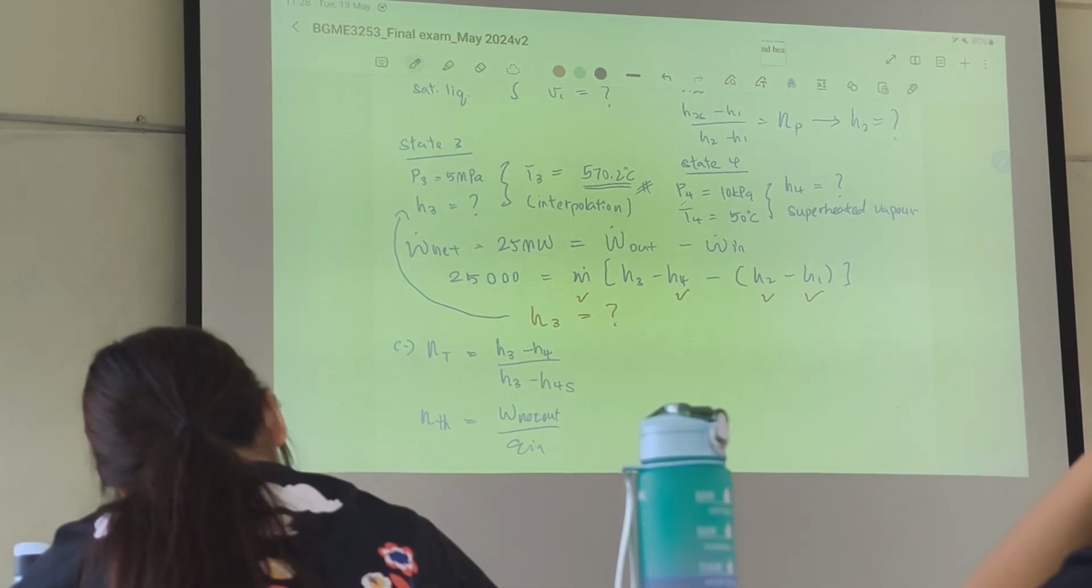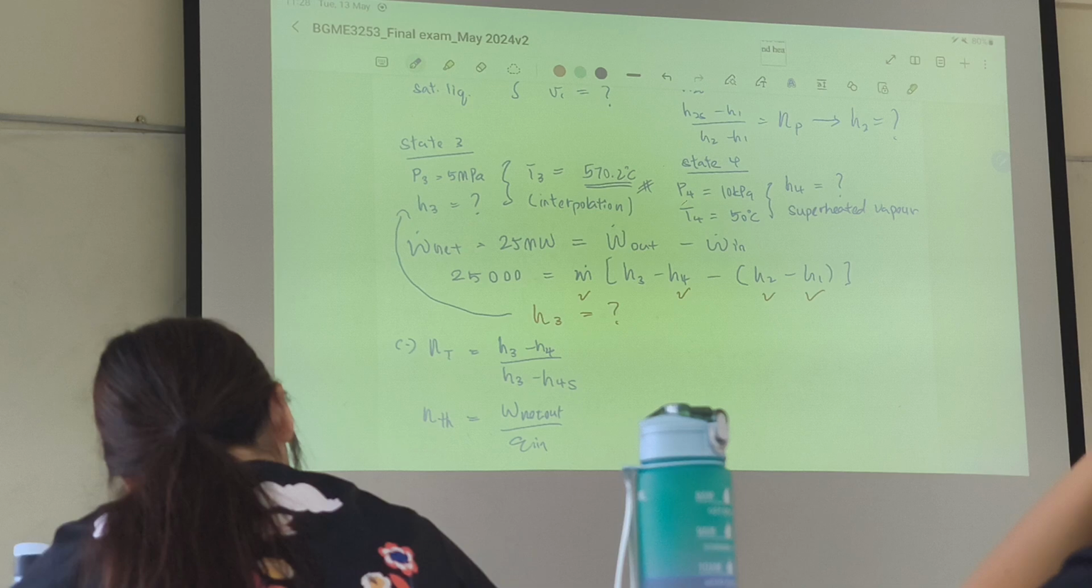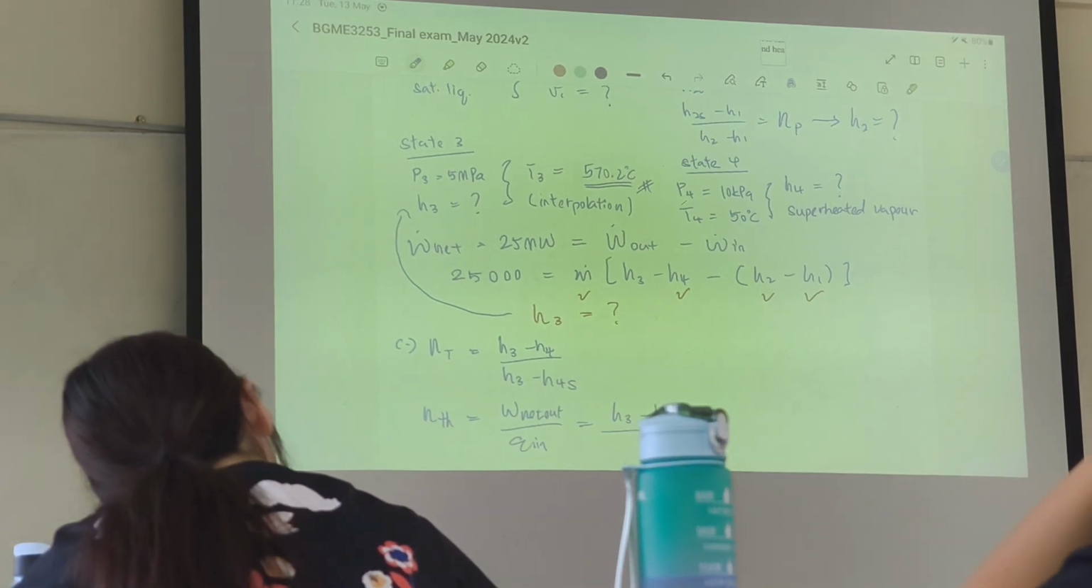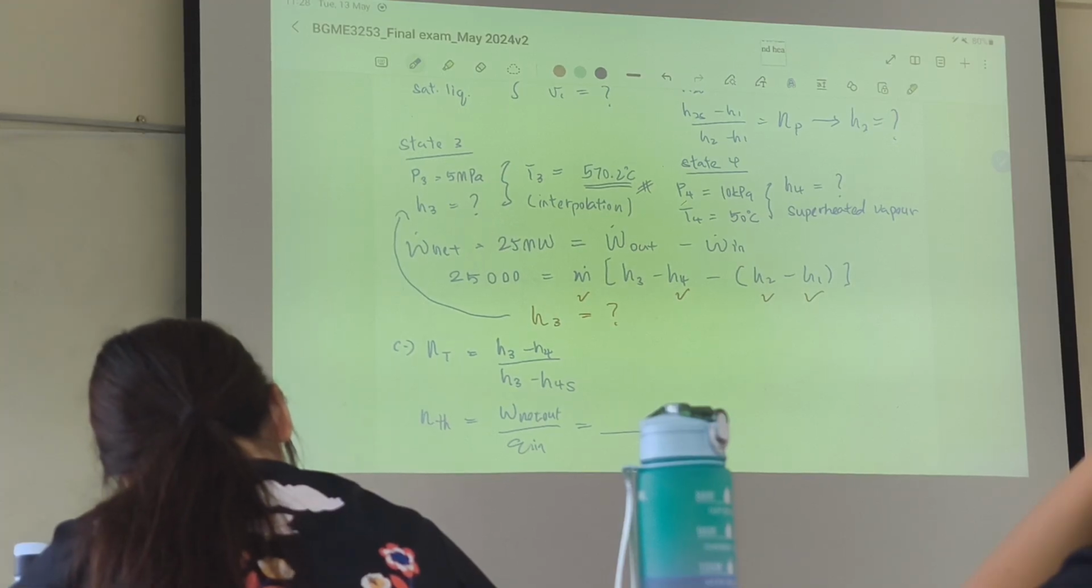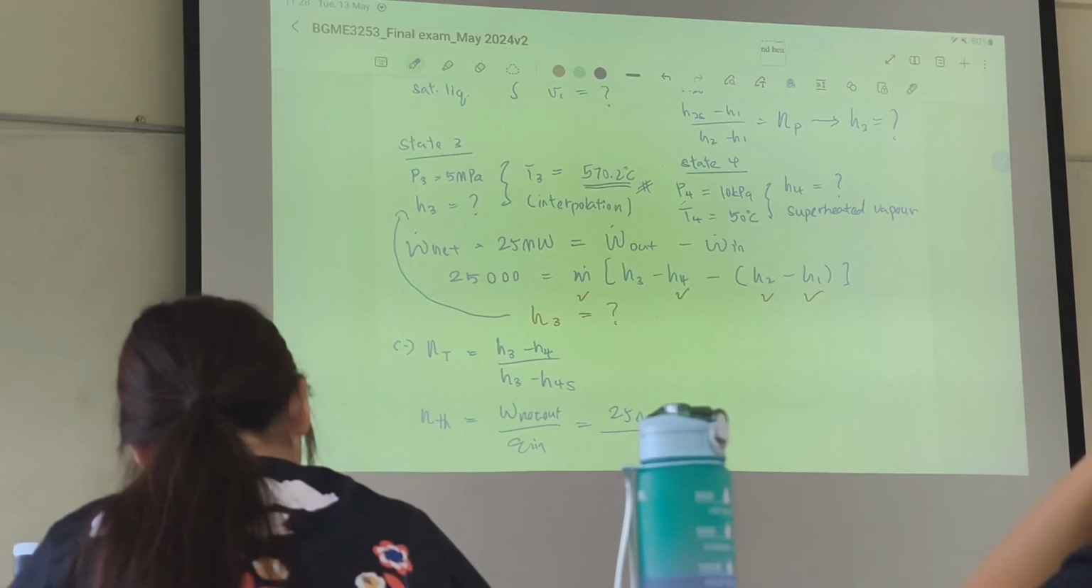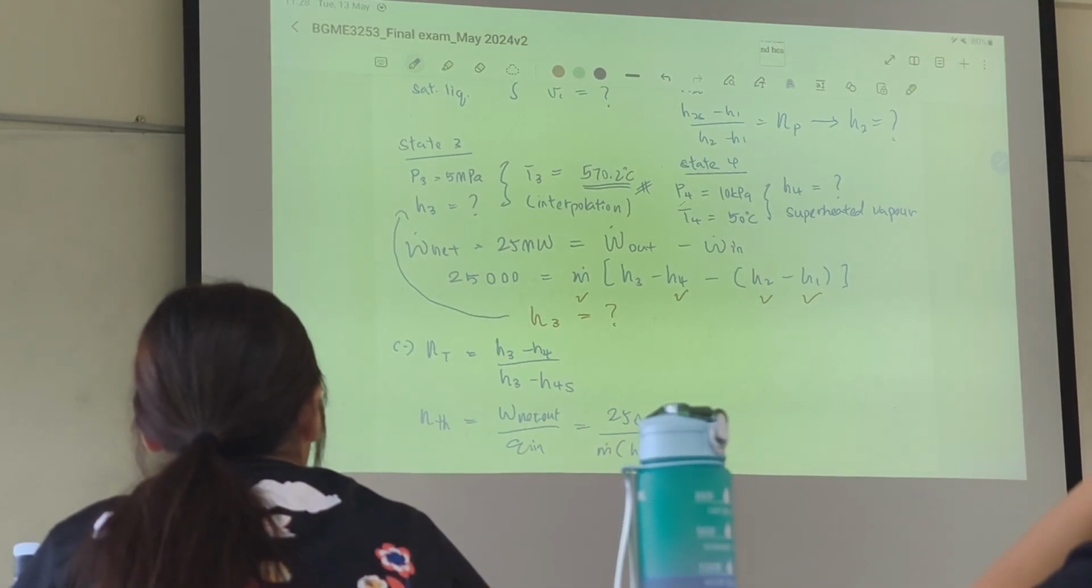So thermal efficiency shouldn't have any issue, because here this is just H3 minus H2 over whatever that you found at the top there, or maybe you can just use this over mass flow rate times H3 minus H2.